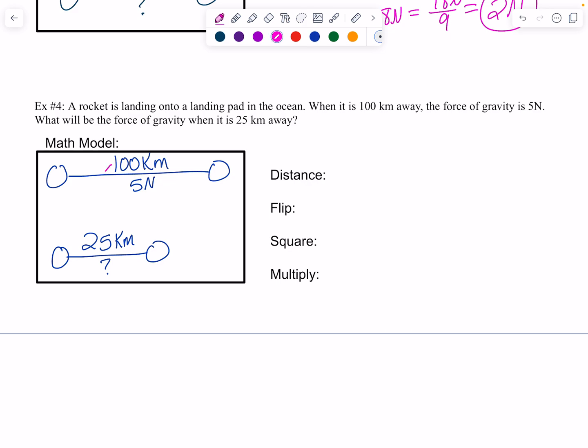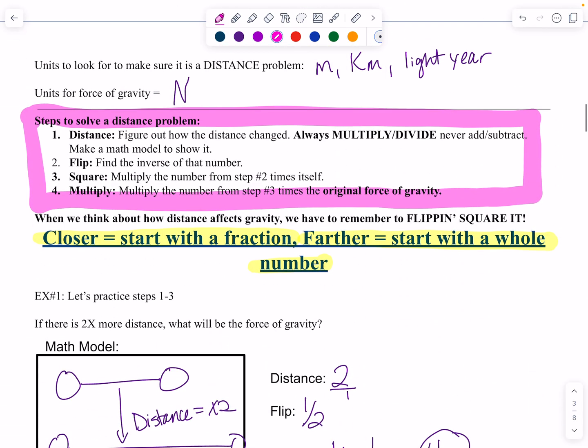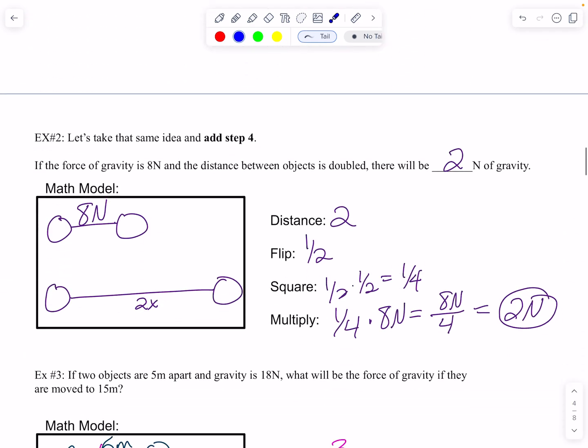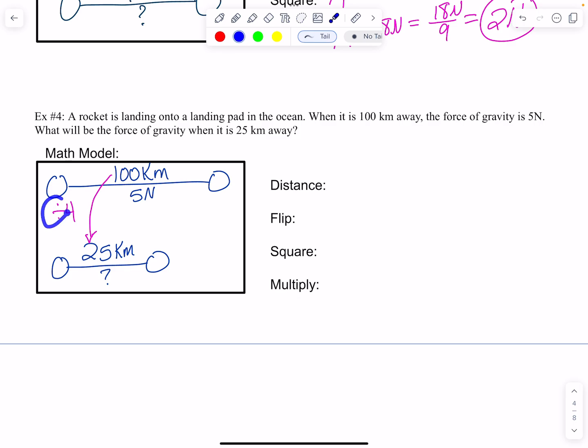So I've got to figure out what happened to make 100 turn into 25. What did I have to multiply or divide by? So here I'm looking at this going, oh, I divided that by 4. And again, do I start with a whole number or a fraction? This got closer, so I'm going to start with a fraction. The other thing that told me I'm going to start with a fraction is I had to divide to get there. So my distance is 1/4 the distance. I'm going to flip that fraction over to be 4 over 1 or 4. 4 times 4 is 16.